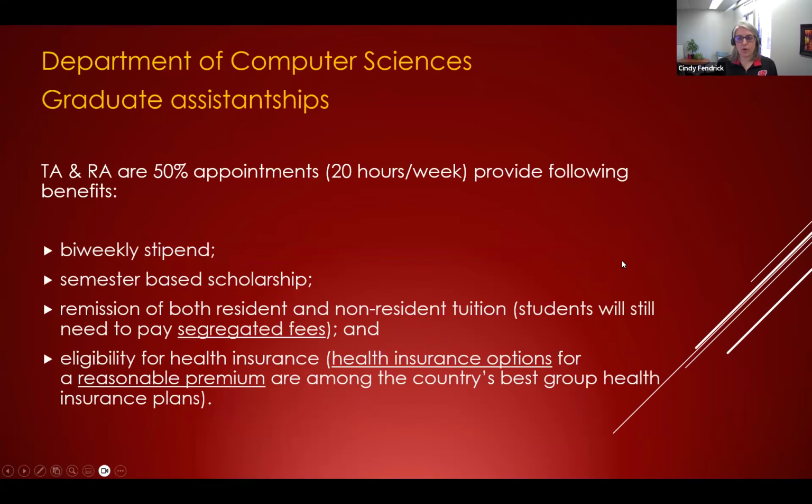Talking a little bit more about the Department of Computer Sciences, what do our graduate assistantships look like? We do offer both teaching assistantships and research assistantships. Both those positions are 50% appointments. What this means is that on an average 40-hour work week, you will be expected to work part-time, 50%, for approximately 20 hours.